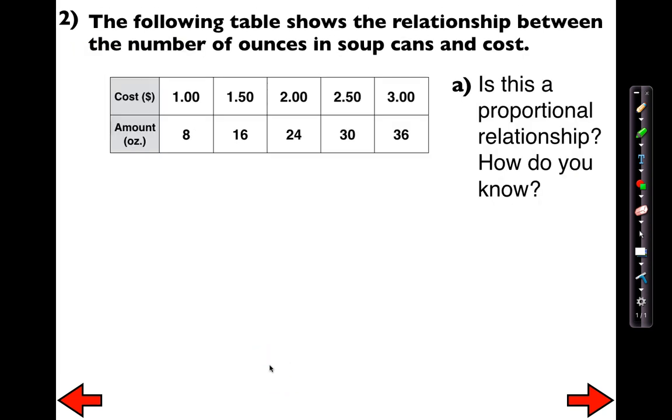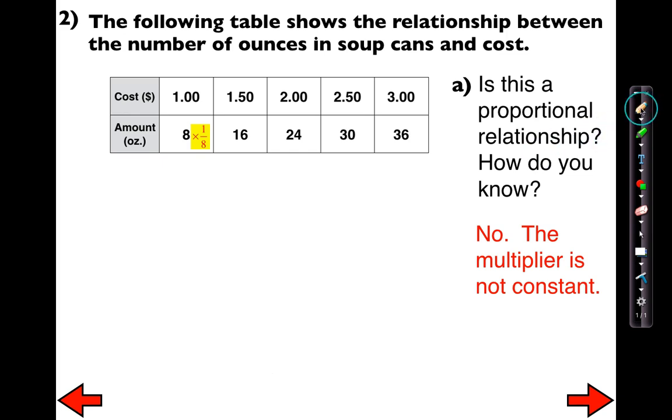Let's take a look at number 2. It says the following table shows a relationship between the number of ounces in soup cans and cost. Is this a proportional relationship? How do you know? So here the answer is no, because the multiplier is not constant. Okay? Here, first of all, you need to understand that the amount is what determines the cost.